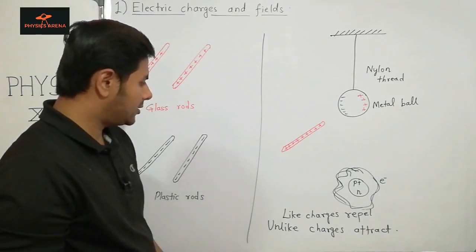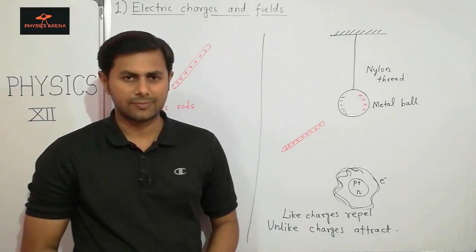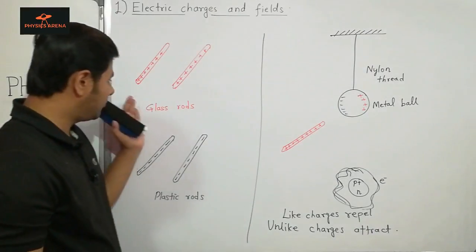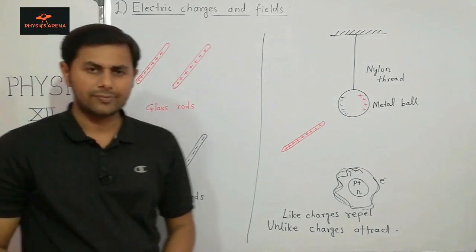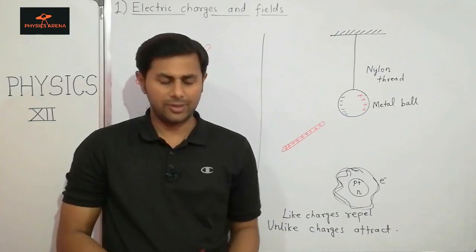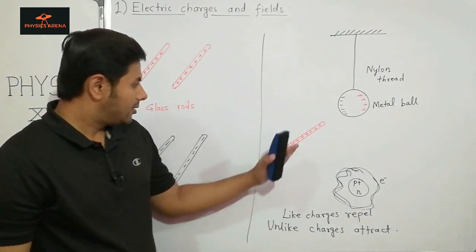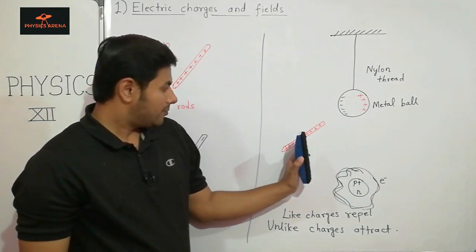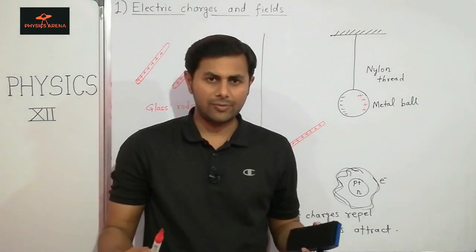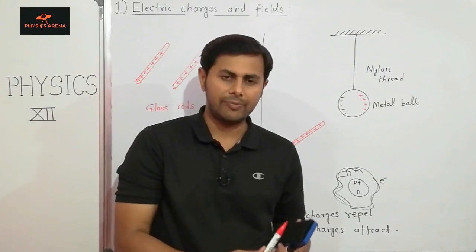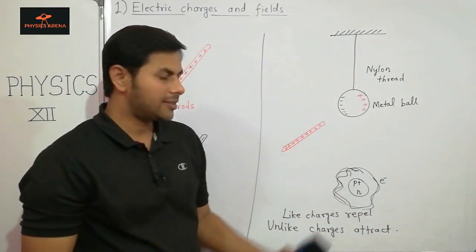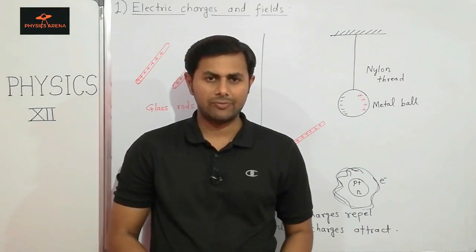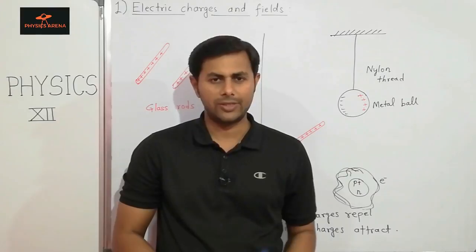So this is how we understand these things. Now in this case we charged these bodies by rubbing onto each other. So this is charging by rubbing. In this case, we charged a metal ball by keeping this glass rod, which was charged, in contact with the metal ball. So this case is charging by contact. There is another way of charging which is called charging by induction. We'll see that now.